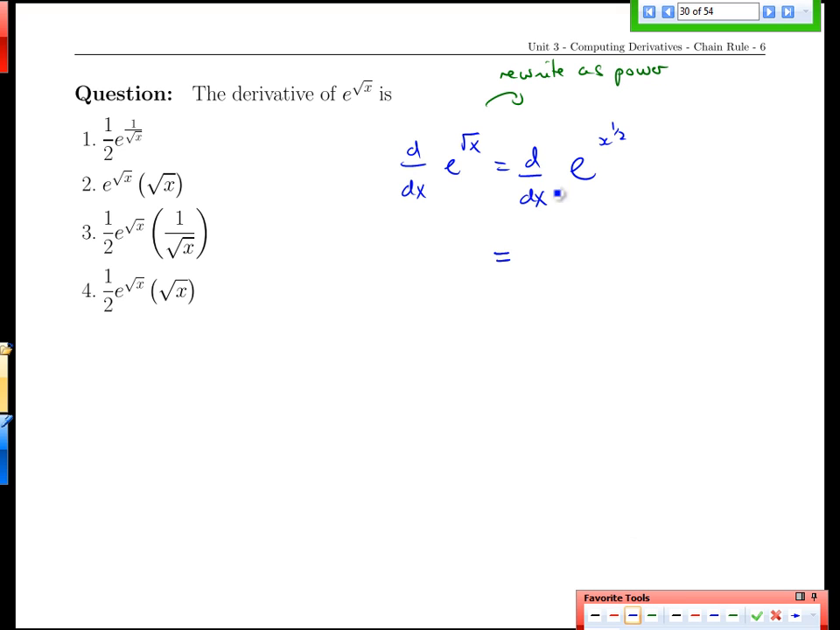Once we do that, then we very clearly have a chain rule. We have e to the x to the 1/2. The derivative of e to the anything is e to the same thing again, times the derivative of what was in the exponent. And we know the rule for powers of x is bring the power down front and subtract 1 from the power. And if we rewrite that a little bit, we'll have 1/2 e to the x to the 1/2, or e to the root x, times x to the negative 1/2. That's 1 over root x. And that matches perfectly with number 3.